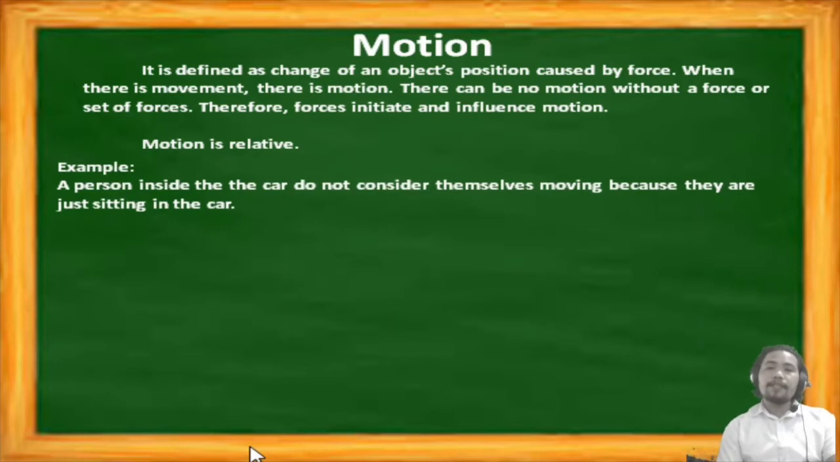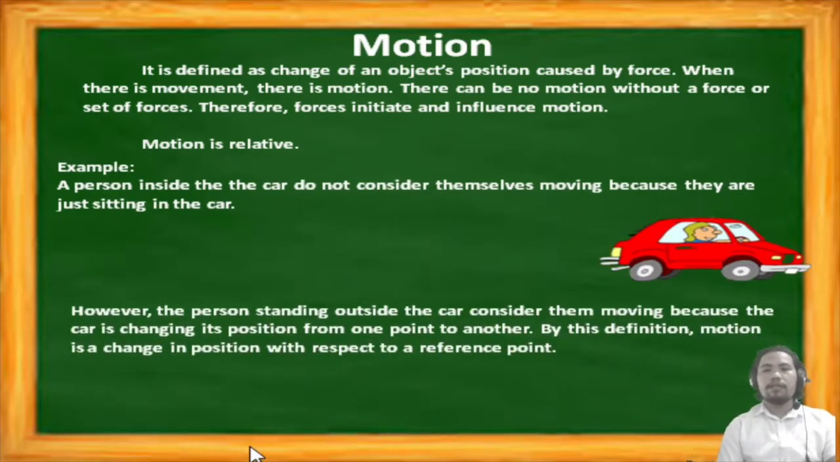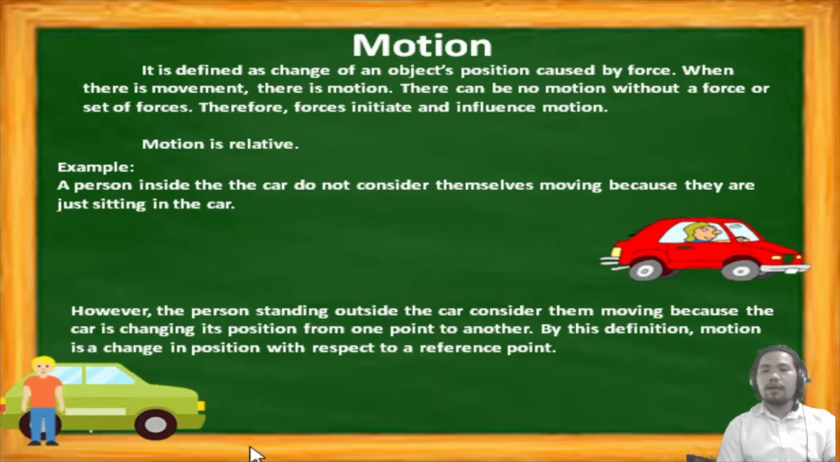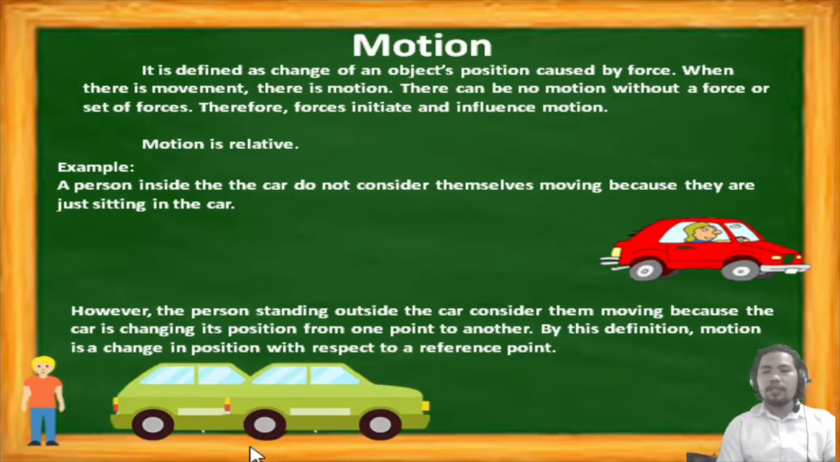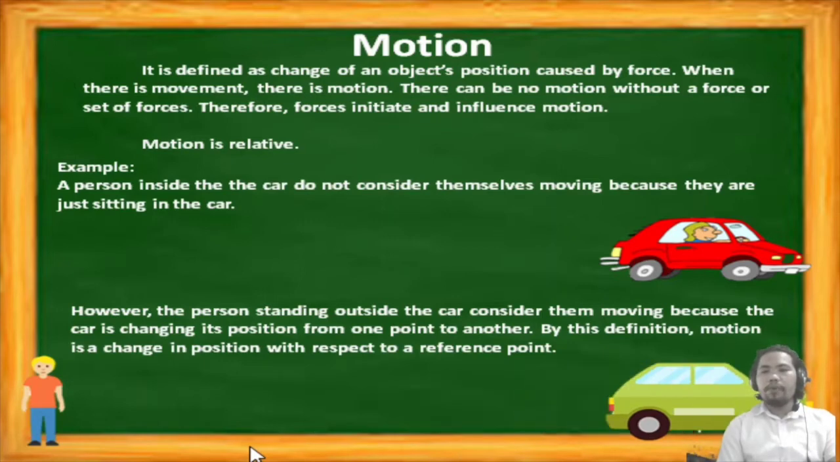Because a person inside the car does not consider themselves moving because they are just sitting in the car. However, the person standing outside the car considers them moving because the car is changing its position from one point to another. By this definition, motion is a change in position with respect to a reference point.